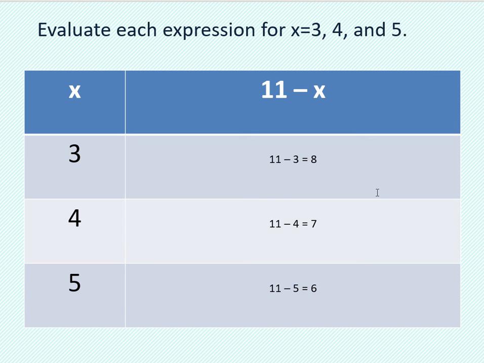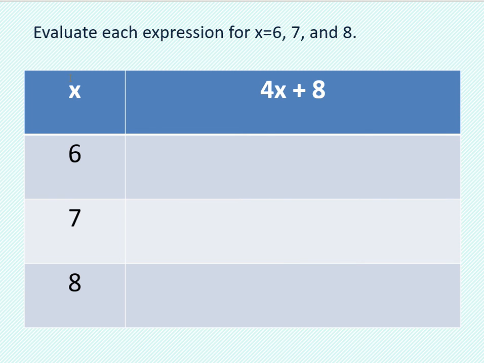So here are the answers you should have come up with for 11 minus x. So 11 take away 3 equals 8. 11 take away 4 equals 7. 11 take away 5 equals 6. How'd you do? Now you're going to solve for the expression of x equals 6, 7, and 8.